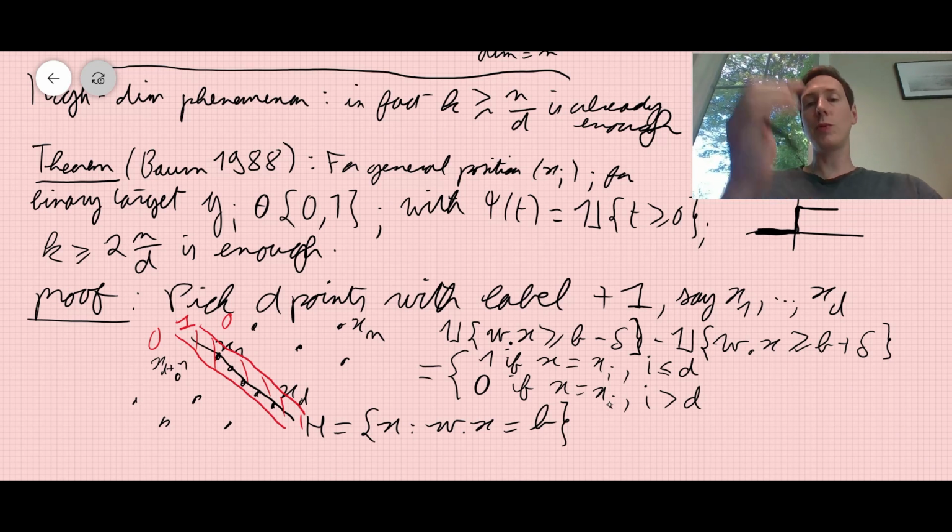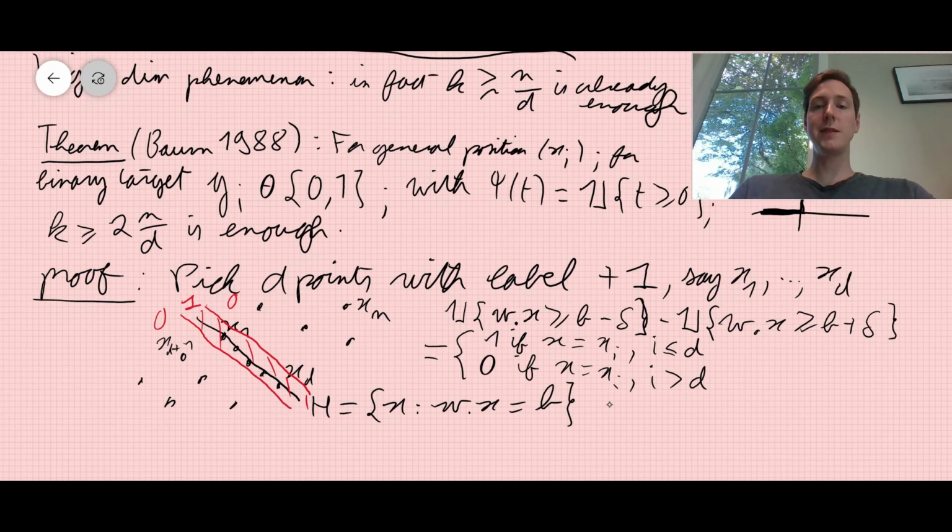And also, this was with the step function, whereas in the modern practice of neural networks, aka deep learning, we like to use the ReLU nonlinearity, the positive part, the maximum between t and 0. So let's see what happens in this case.